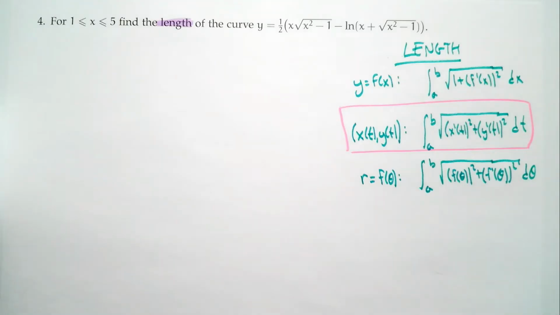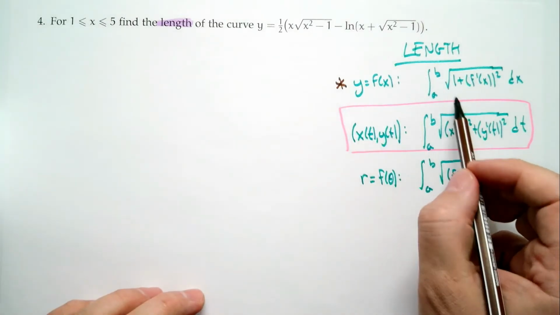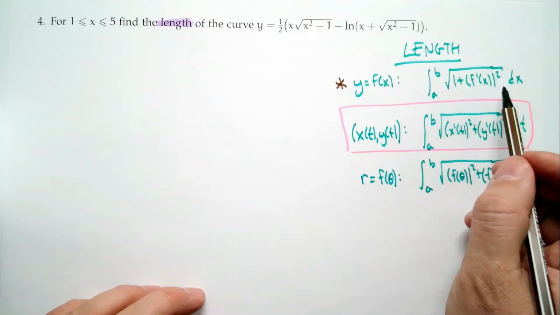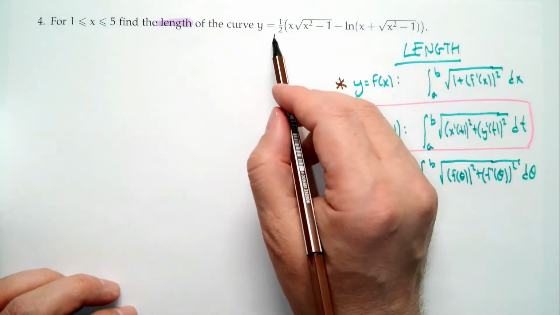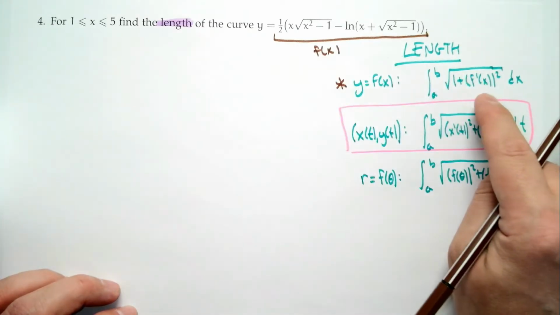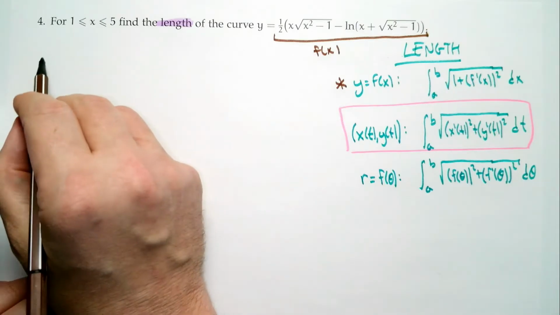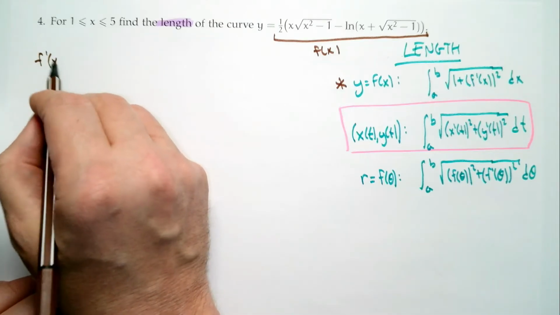Okay, but which case are we in? Yeah, we're in the first case. So this is our length. So it's the square root of 1 plus f prime of x quantity squared. This is our f of x. So oftentimes we want to say, what is f prime of x? So this is a good chance for us to practice our differentiation skills. All right, f prime of x.